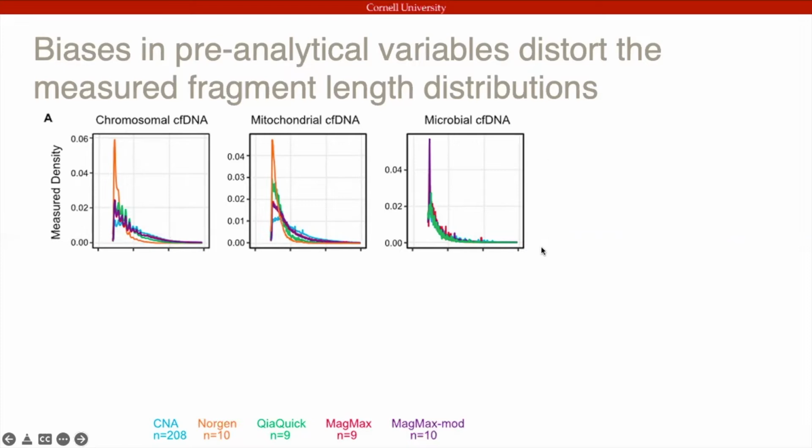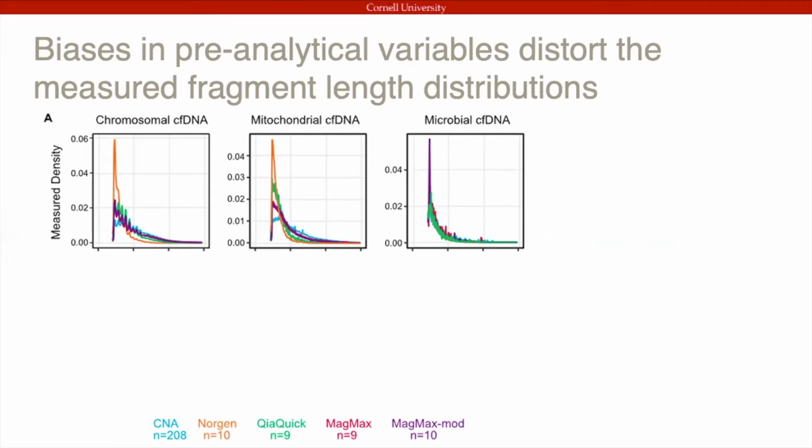For microbial cell-free DNA, we are already seeing that even though we're using a different kit, the fragment length profile is really similar. And this suggests that the distribution of lengths for microbial cell-free DNA is already very narrow. And so it's not as sensitive to distortions in fragment lengths.